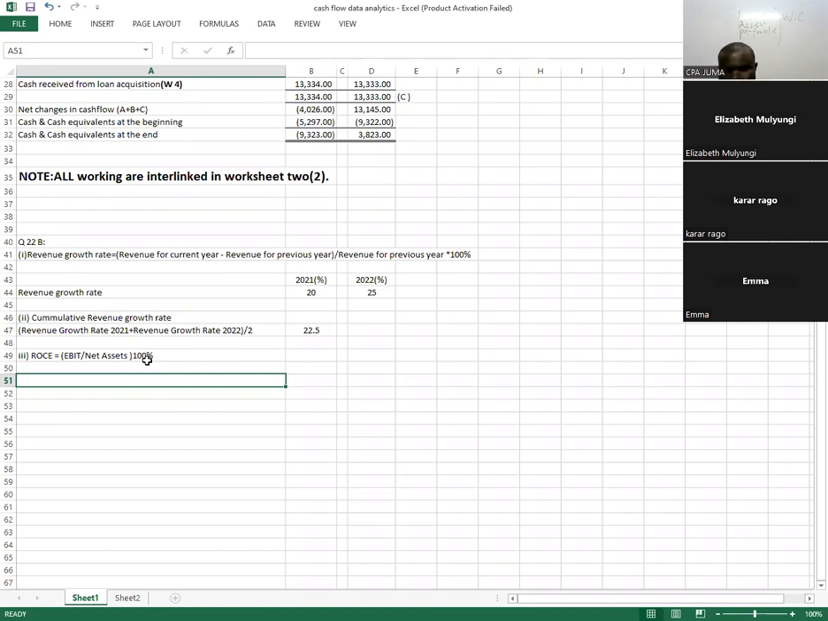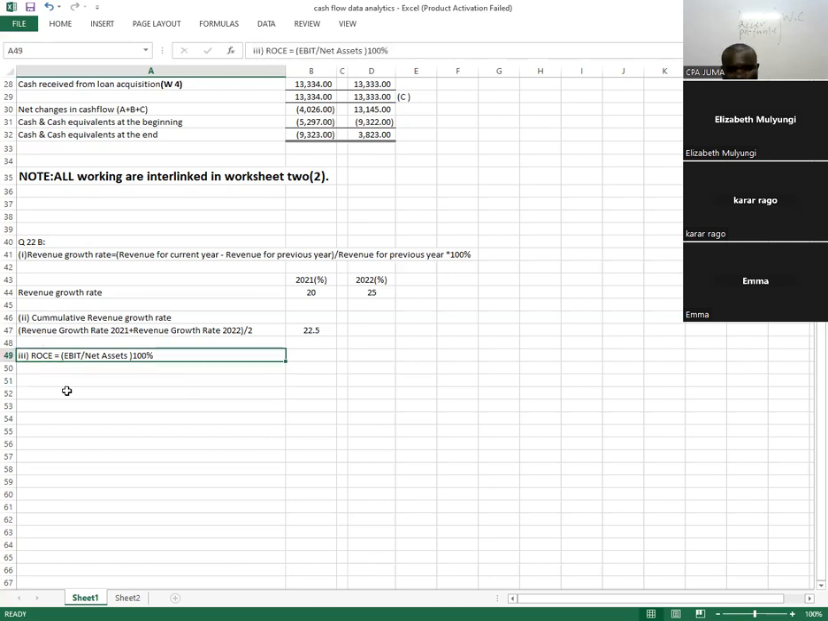They want for 3 years. So do for all those years. Then your comment, you will check whether it is increasing or decreasing. So you will just comment on the return.